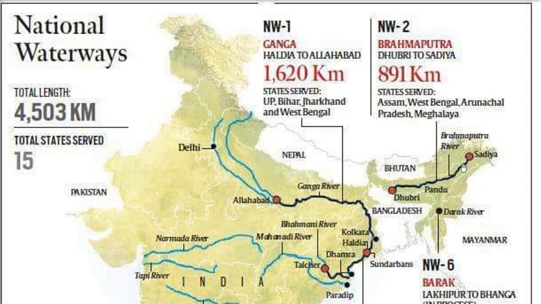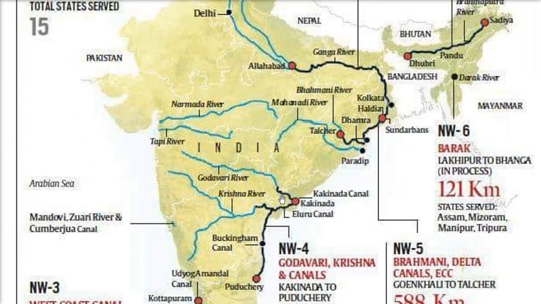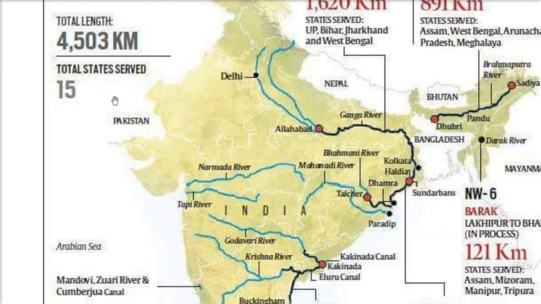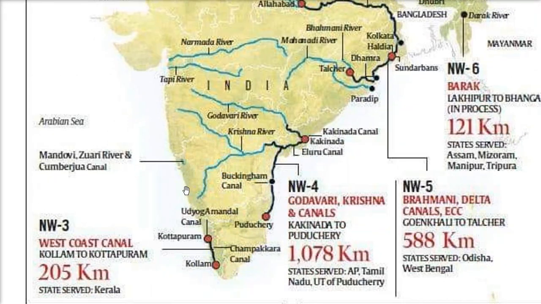So Sadia to Dhubri, Dhubri to Sadia. This is 891 kilometer of stretch, and the states being served are Assam, West Bengal, Arunachal Pradesh and Meghalaya. Here we are talking about the NW1. It is around 16,020 kilometers. So around 15 states are being served of this total length 4,500.